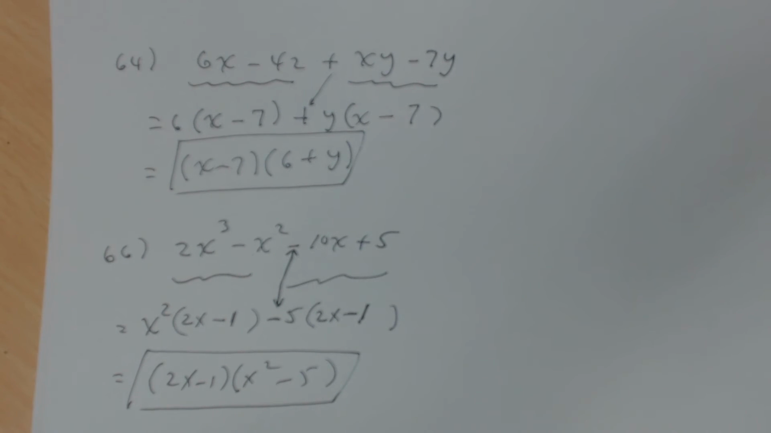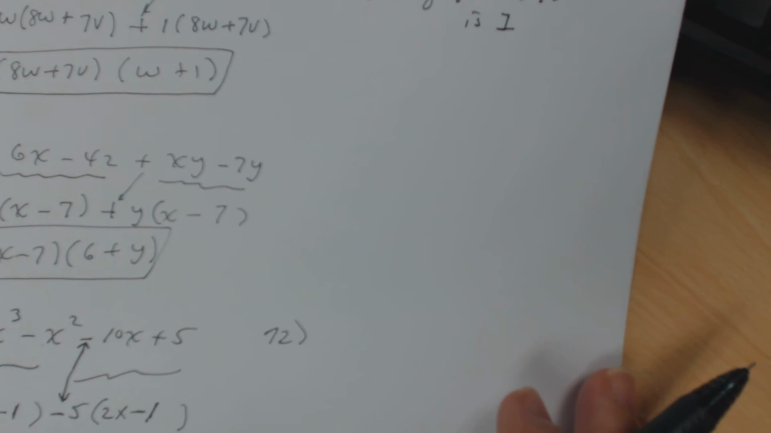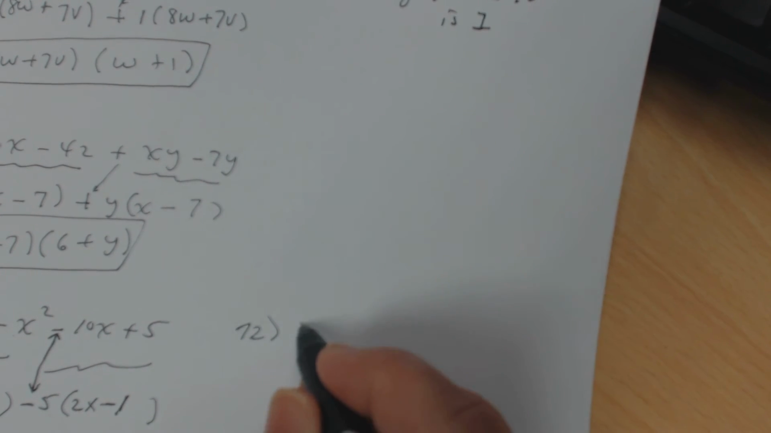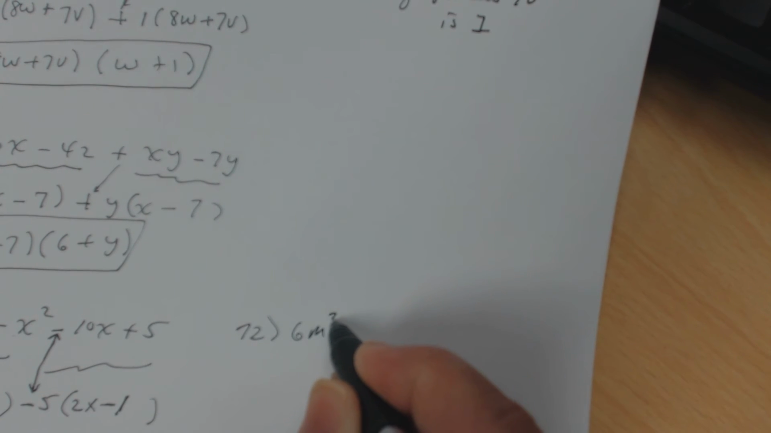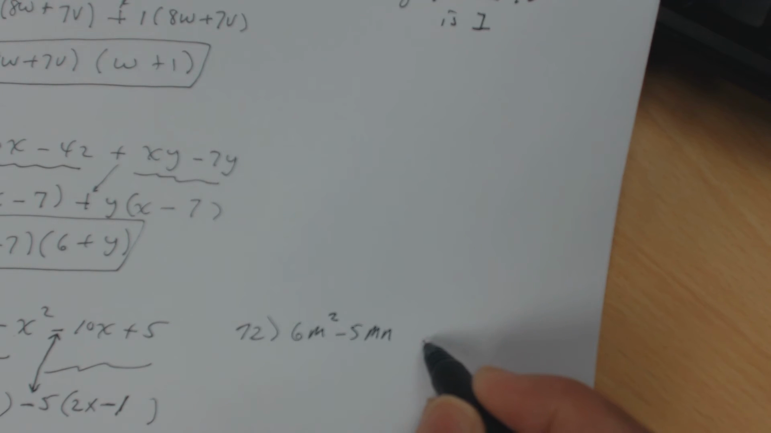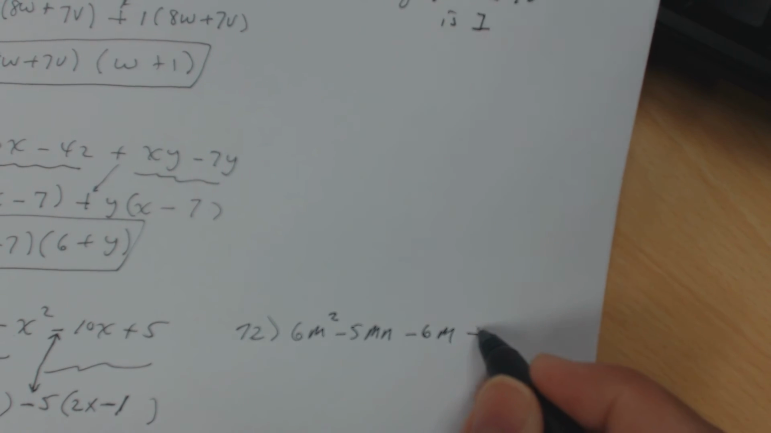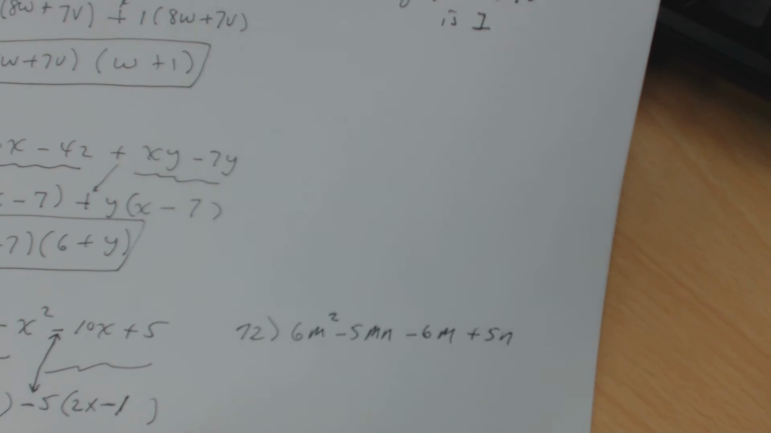Okay, so let's look at one more. This is going to be number 72. I'll put 72 here. And so we have 6m squared minus 5mn minus 6m plus 5n. So 6m squared minus 5mn minus 6m plus 5n.